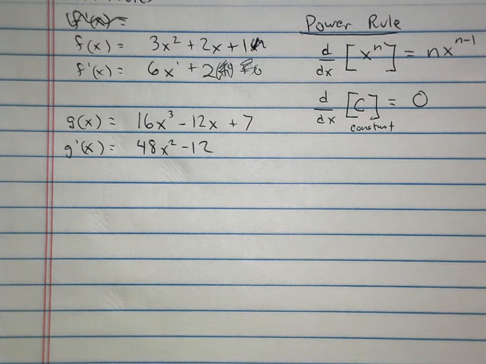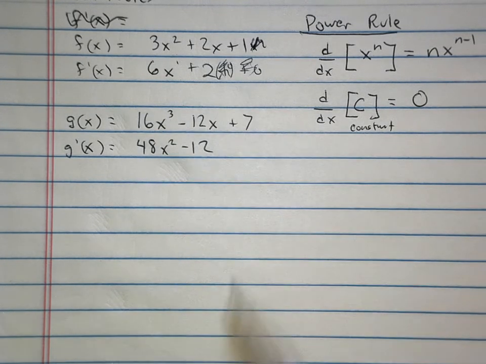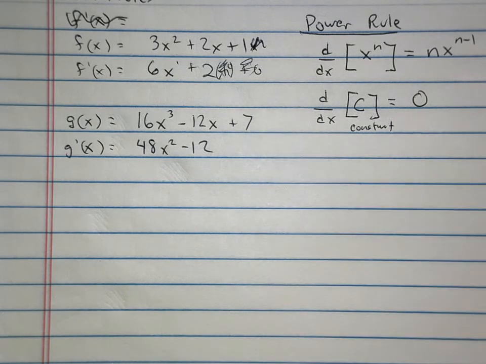Just like that. 16 times. Do we have to factor it? Did you get 48x squared minus 12? Yeah, that is the correct answer. Perfect. 3 times 16 is 48. Subtract 1, you get 2. And the 7, what happens with the 7? It goes away. Okay, William.